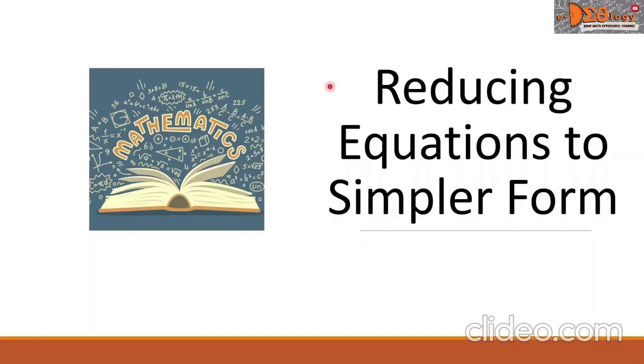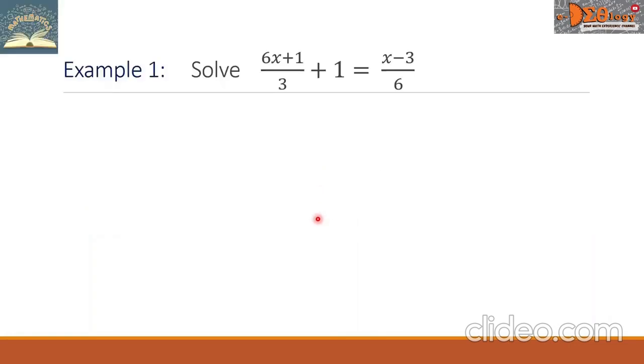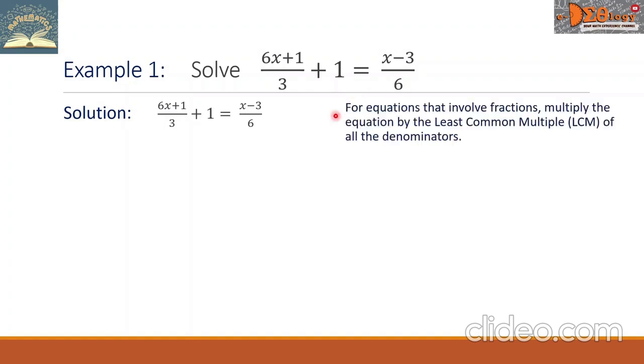Today we're going to study reducing equations to simpler form. Example 1. Solve (6x + 1)/3 + 1 = (x - 3)/6. For equations that involve fractions, multiply the equation by the least common multiple, LCM, or LCD, of all the denominators.